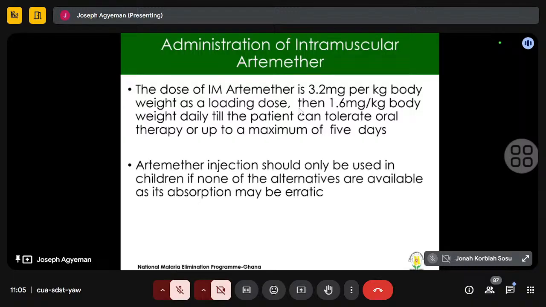If the patient gets better and can now tolerate oral, switch to a full course of the oral artemisinin-based therapies, the recommended ones: artemether-lumefantrine, artesunate-amodiaquine. Currently, if the patient is not pregnant, artesunate-pyronaridine is also recommended. These 3 are all first-line recommendations. Second-line option is dihydroartemisinin-piperaquine, which can also be used.